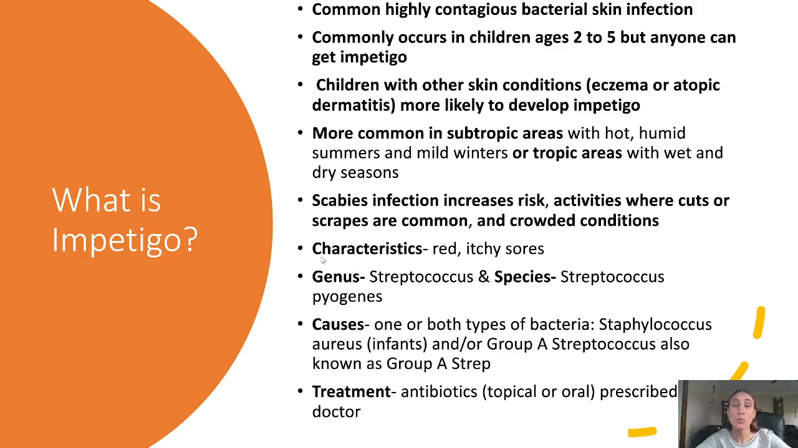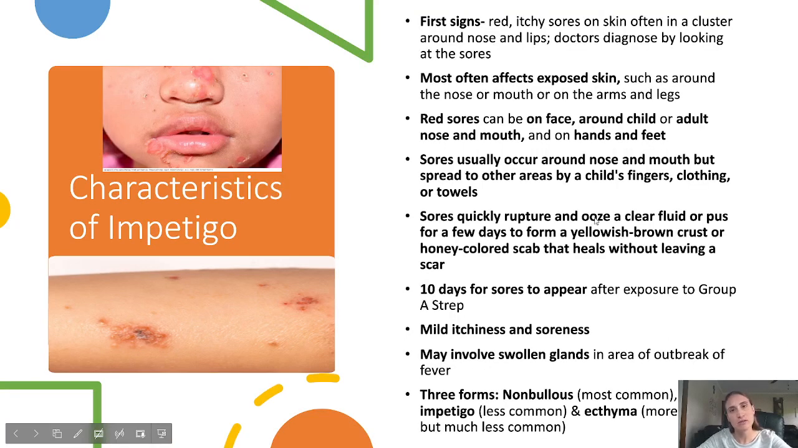Characteristics include red, itchy sores. The genus is Streptococcus. The species is Streptococcus pyogenes. Causes include one or both types of bacteria. In infants, it is called Staphylococcus aureus. And for children or those who are older, it's group A Streptococcus, also known as group A strep. Treatment includes oral and topical antibiotics, which usually a doctor prescribes. Next, I will talk to you about the characteristics.